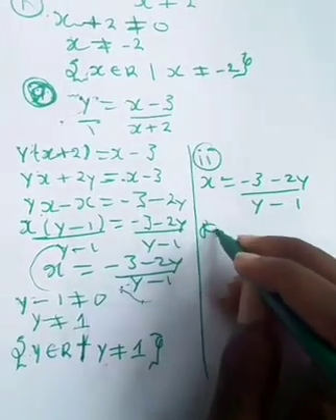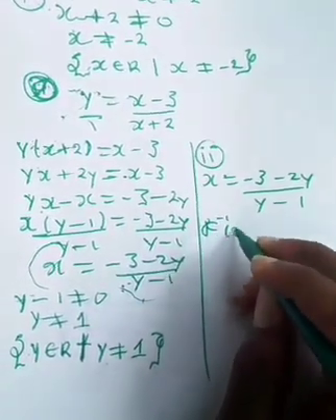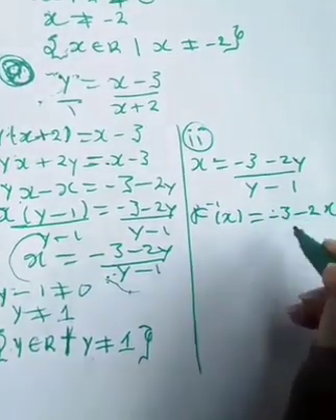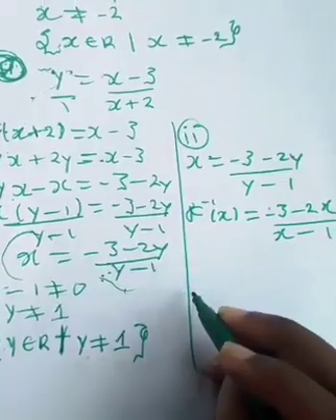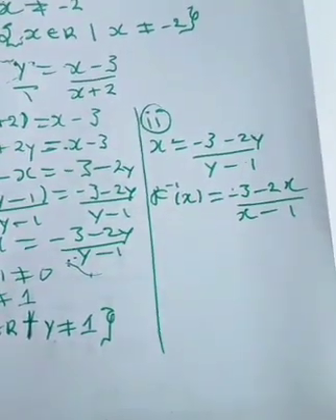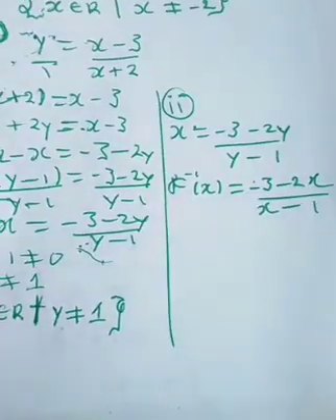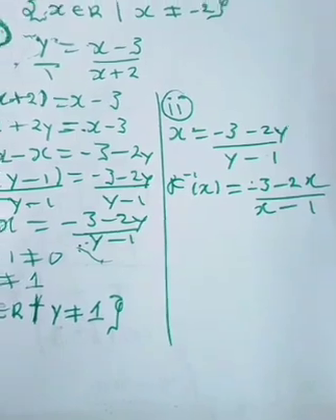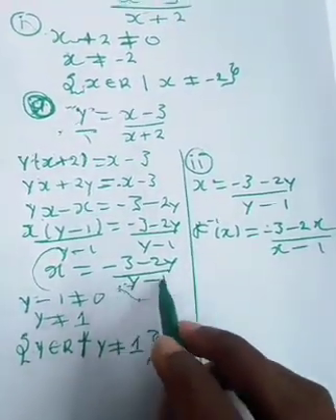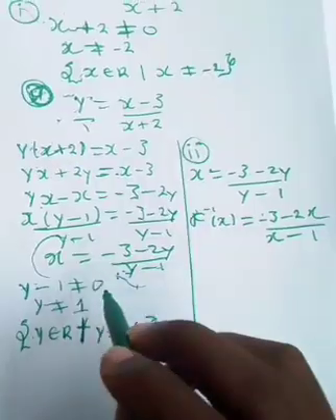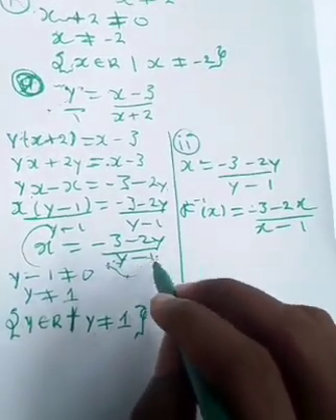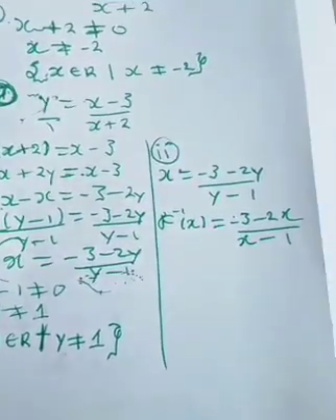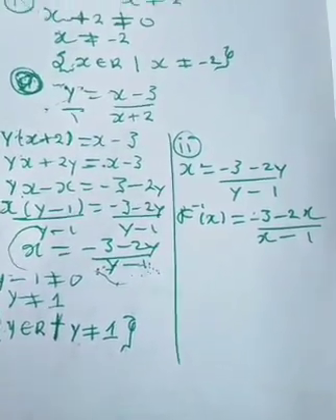Then say x equals negative 3 minus 2y over y minus 1. Now for the inverse, you don't end here, you go beyond. You're going to say f inverse of x, so where there is y, you put x: f inverse of x equals negative 3 minus 2x over x minus 1. By just doing this, you have found the inverse. So have you seen the difference? When you're finding the inverse, you go beyond and do this. But when you're finding the range, just end here, equate the denominator to non-zero, then solve for y.